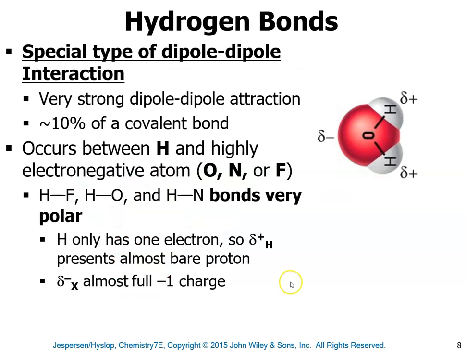A special type of dipole-dipole interaction that you may have heard before is hydrogen bonding. It's a really strong dipole-dipole attractive force. It's actually more than that 4% I talked about. It's 10% of a covalent bond. So this is one of the strongest types of intermolecular forces that there are. And they occur between hydrogen and oxygen, hydrogen and nitrogen, and hydrogen and fluorine.